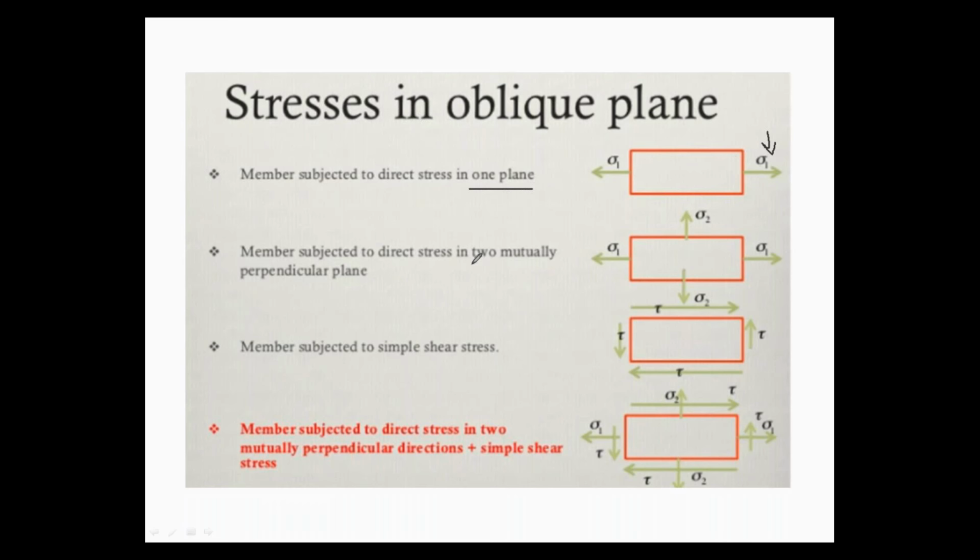Members subjected to direct stress in two mutually perpendicular planes. So one plane, one force, one stress and another stress. Two mutually perpendicular planes, one plane over here, another plane over here. Members subjected to simple shear stress. So it is related with the simple shear stress.